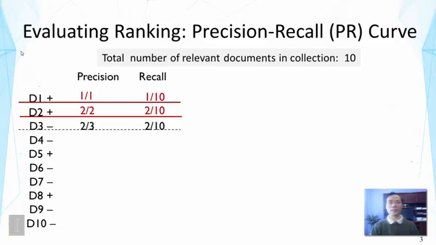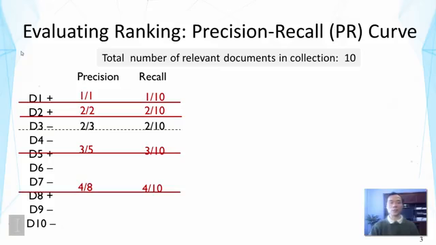So when would we see another point where the recall would be different? Now, if you look down the list, it won't happen until we have seen another relevant document, in this case, D5. At that point, the recall is increased to 3 out of 10, and the precision is 3 out of 5. So you can see, if we keep doing this, we can also get to D8, and then we will have a precision of 4 out of 8, because there are 8 documents and 4 of them are relevant, and the recall is 4 out of 10.